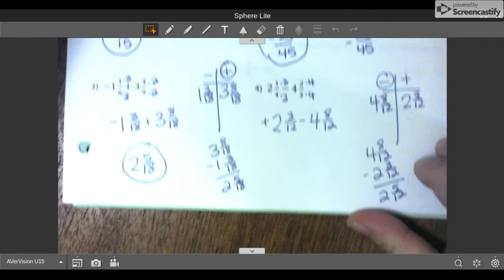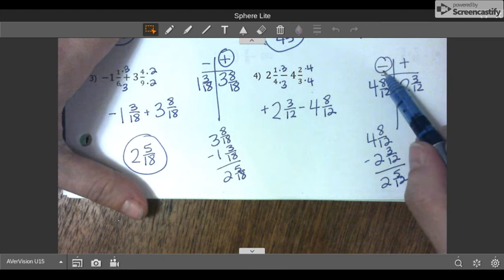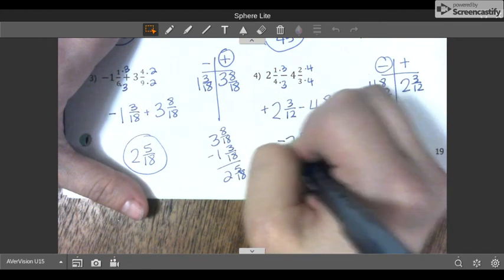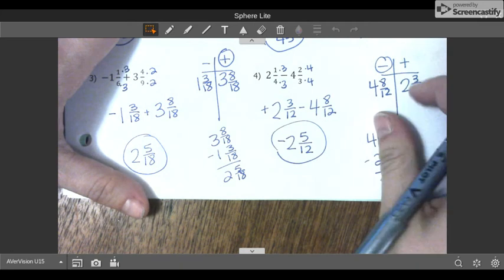Two and 5/12. So the answer is negative 2 and 5/12. All right, flipping the page.